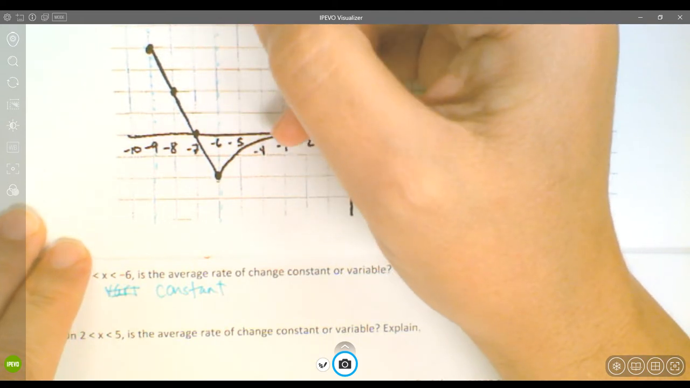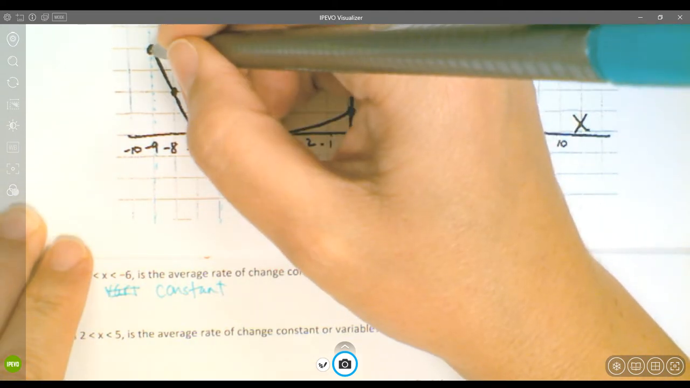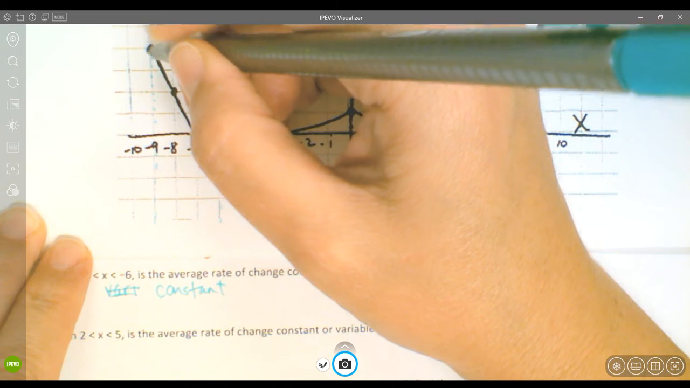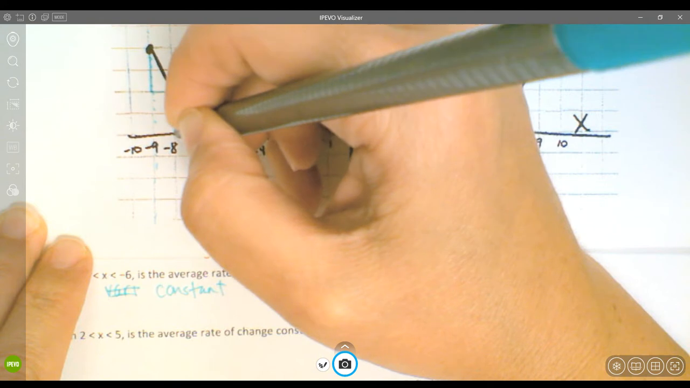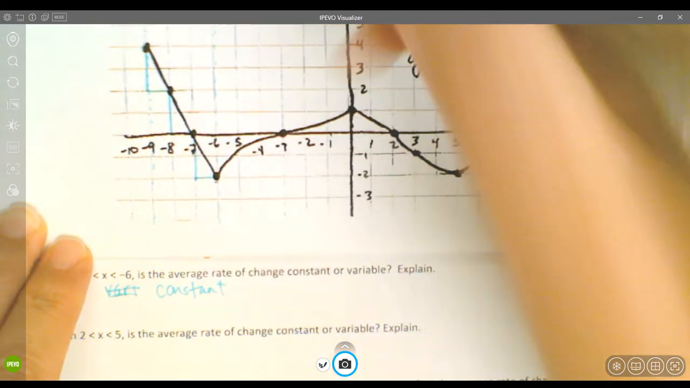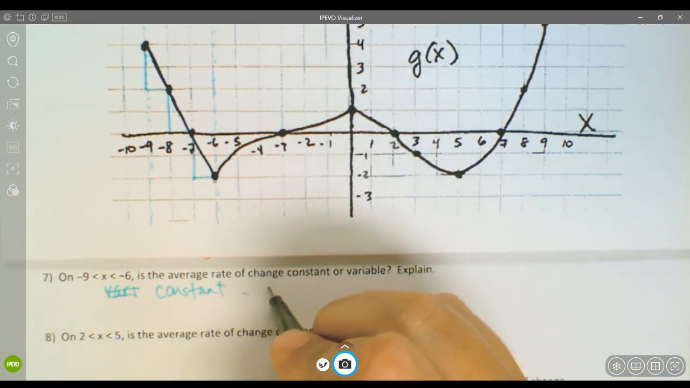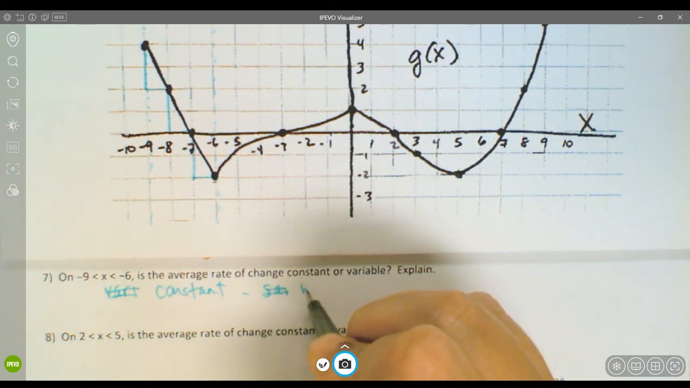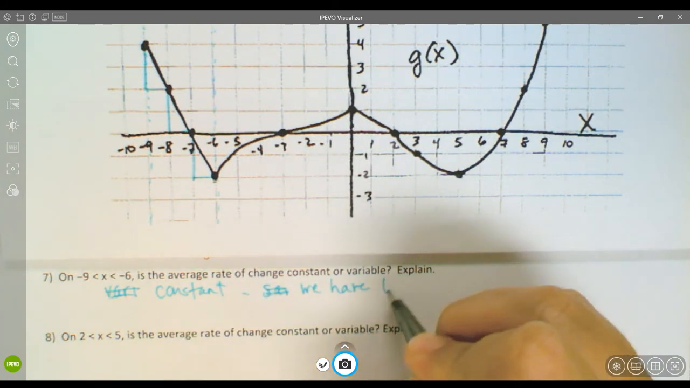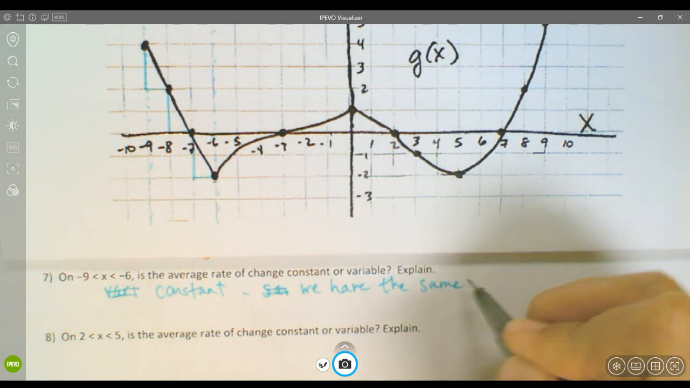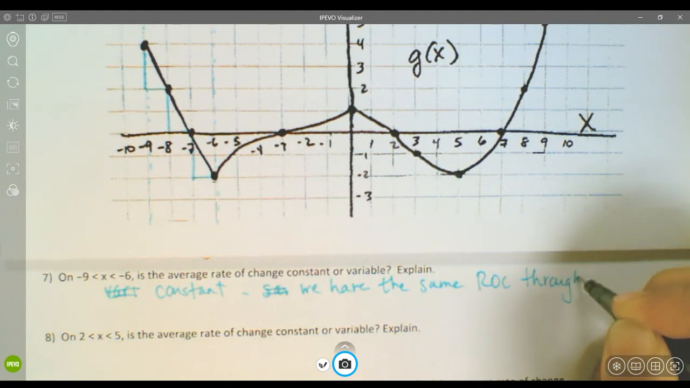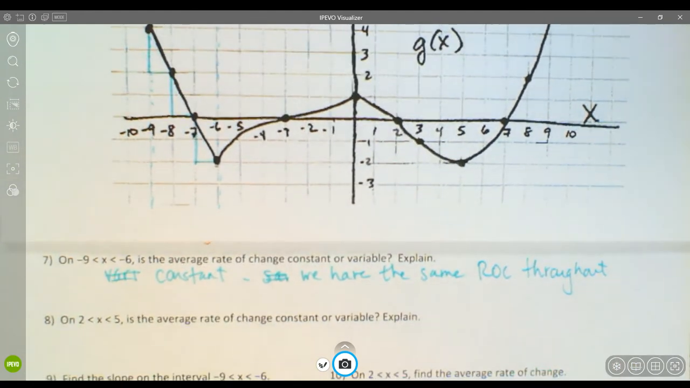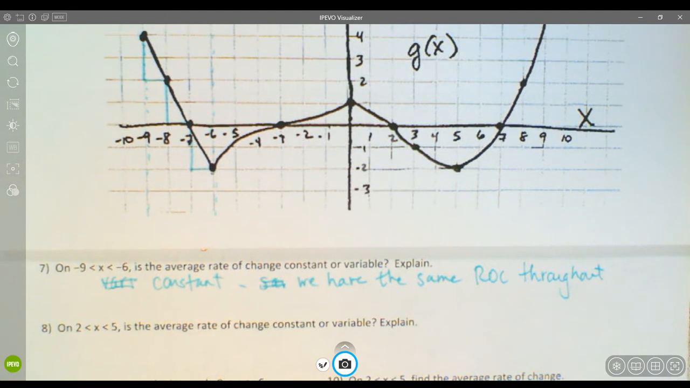So what I think I want to do is find my rate of change here. We go down 2 to the right 1, down 2 to the right 1, down 2 to the right 1. It's constant because we have the same rate of change throughout. I could have given a numeric answer, but did they ask for a numeric answer? No, all they asked for was an explanation.